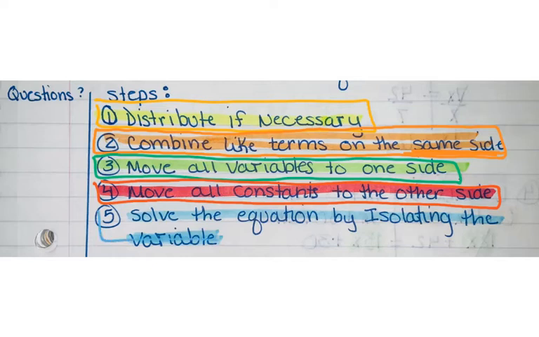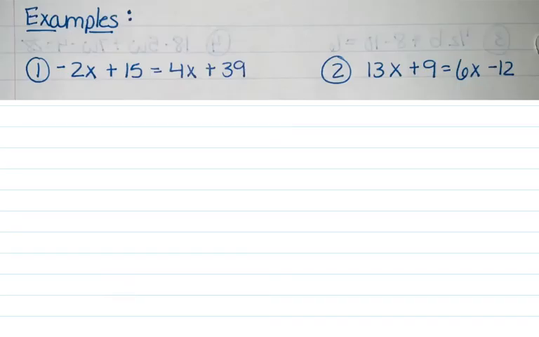And then we want to solve the equation by isolating the variable, using our inverse operations to move the constant and coefficient. Feel free to pause the video to write down your steps. Okay, looking at our first example, I'm going to go ahead and draw the Great Wall of Algebra, and then I'm going to go through my steps.